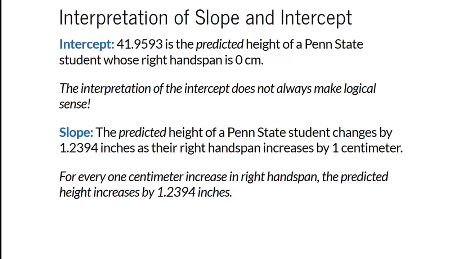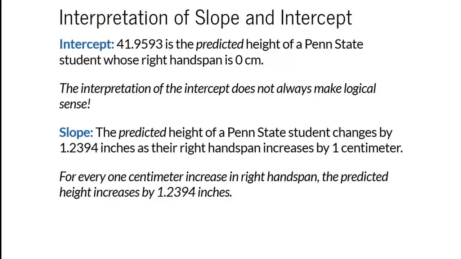Recall that the intercept of any line is where that line crosses the y-axis. In other words, it's the y value when x equals 0. So in this case, 41.9593 is the predicted height of a Penn State student with a right handspan equal to 0. Be aware that the interpretation of the intercept in the context of the regression equation does not always make logical sense.